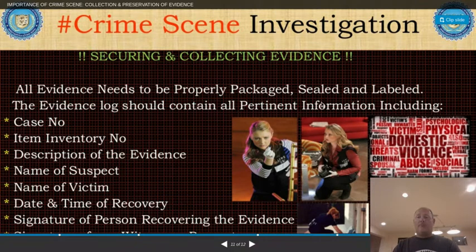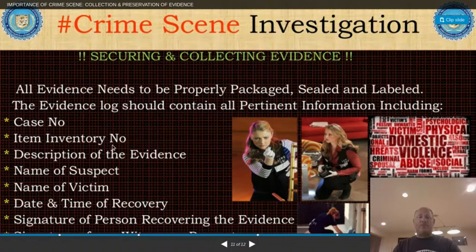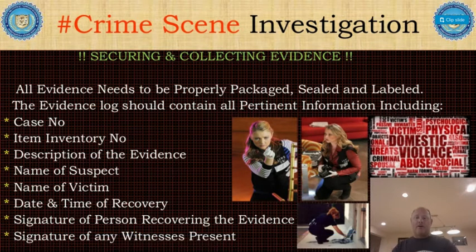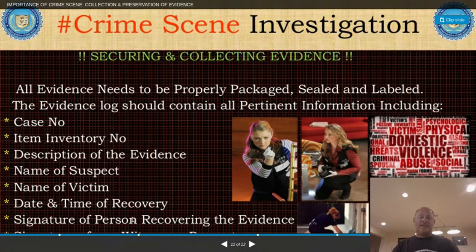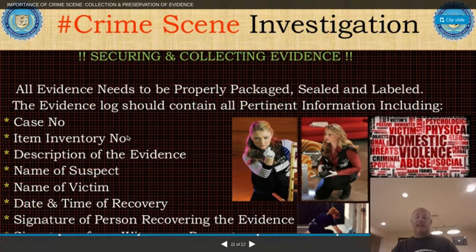Okay, so we have to have a case number on that evidence, an item inventory number, description, name of the suspect, name of the victim, date and time of recovery, signature of a person, and then I think you want to make sure that all the edges are sealed, and the signature of any witness. That's a lot of information even for the slightest piece of evidence, but that slight piece of evidence might be the direct evidence you need to get a conviction.